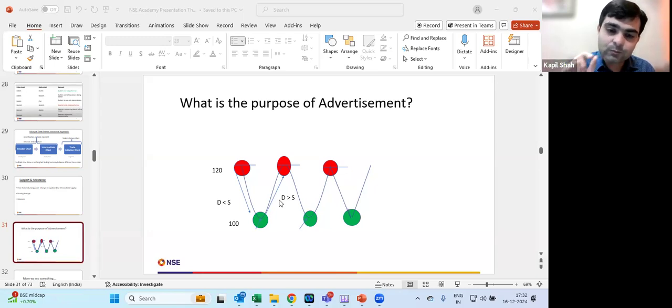But here we need to pay attention to where that equation has changed. Earlier, supply was greater than demand. At this particular point, demand is greater than supply. So this equation has changed around this particular point. So I need to pay attention to the turning points.